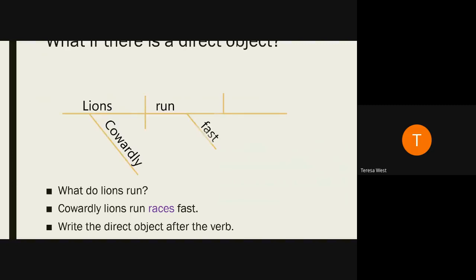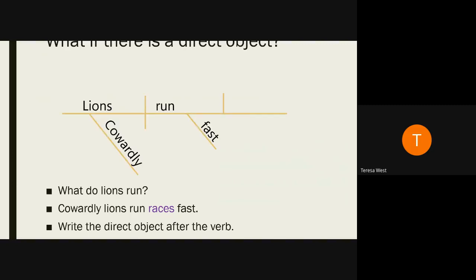What if there's a direct object? So what if those cowardly lions run races? Direct object always answers the question, what? So what do lions run? What does the subject do? Cowardly lions run races fast. You write the direct object after the verb. Draw a vertical separator which stops at the line.